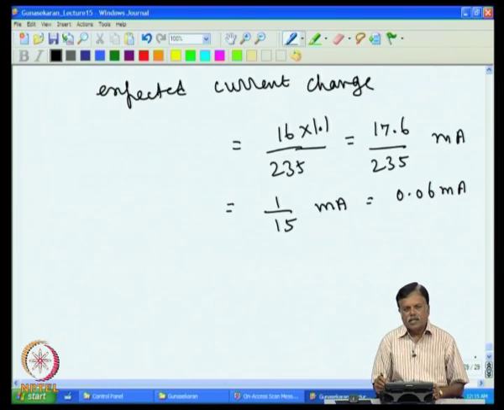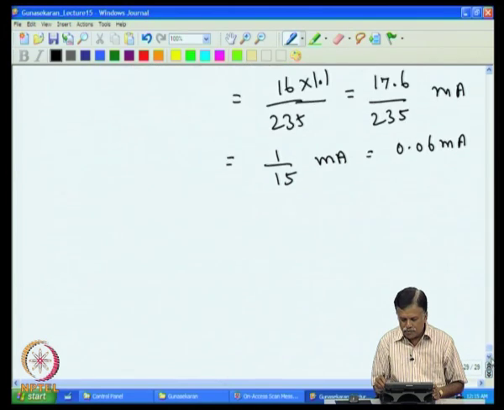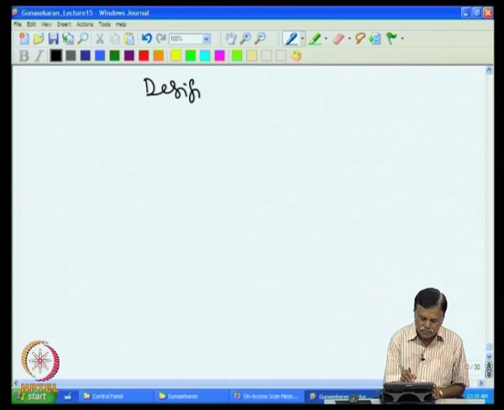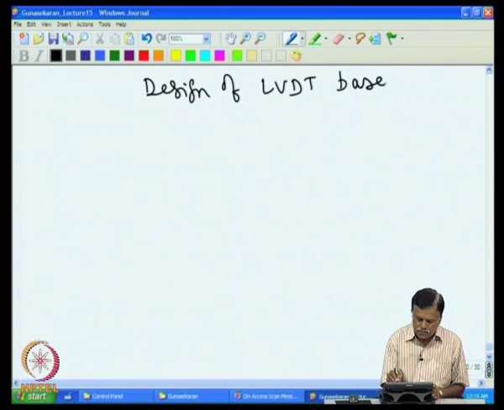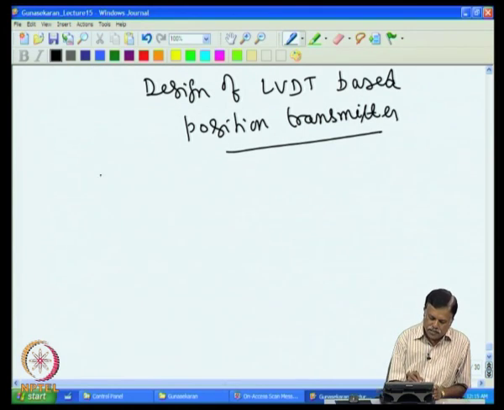Now, let us see another design, namely how to use LVDT for displacement measurement. So, we will pick up another example, that is design of LVDT based position transmitter. First we will explain what is LVDT.